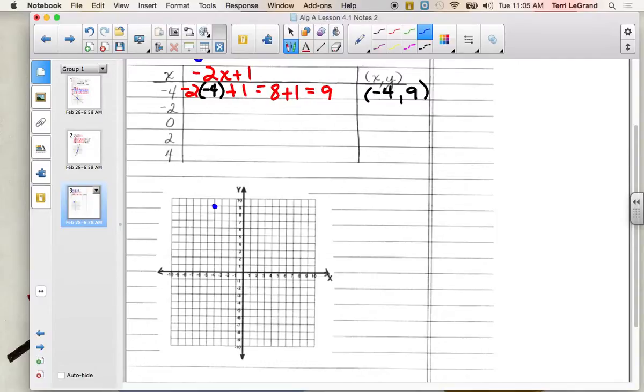Okay, and now let's substitute in our -2. So we have a -2 that's going to get multiplied times a -2. -2 times -2, class? 4. That was a weak class. 4 plus 1? 5. Okay, so we have ordered pair -2, 5.